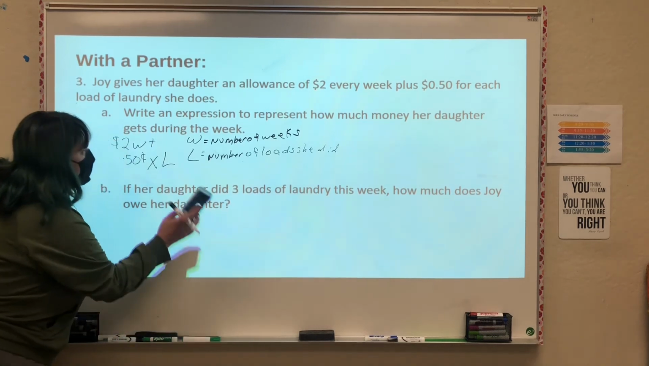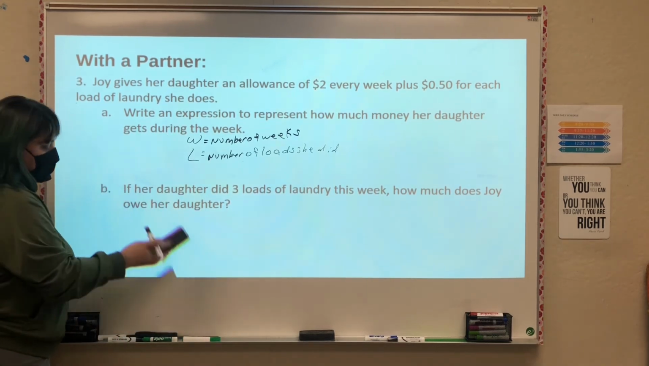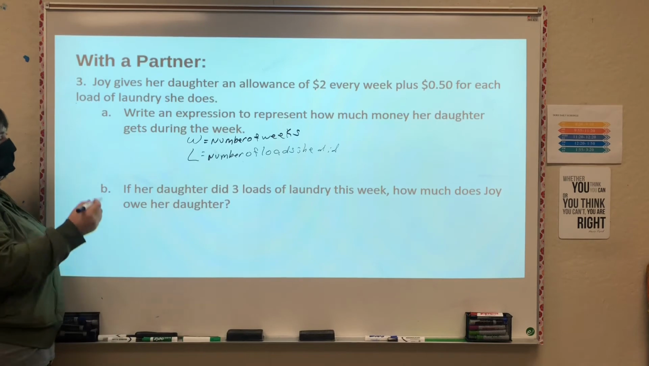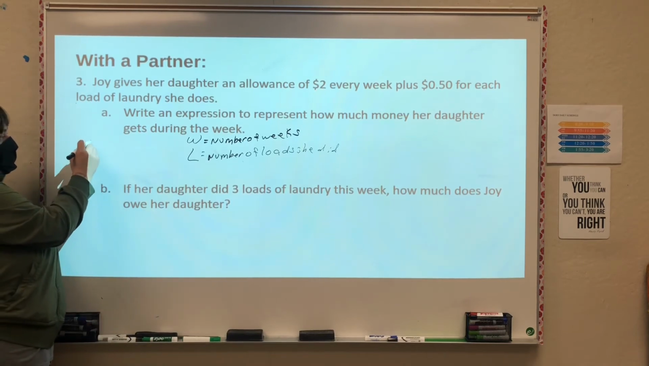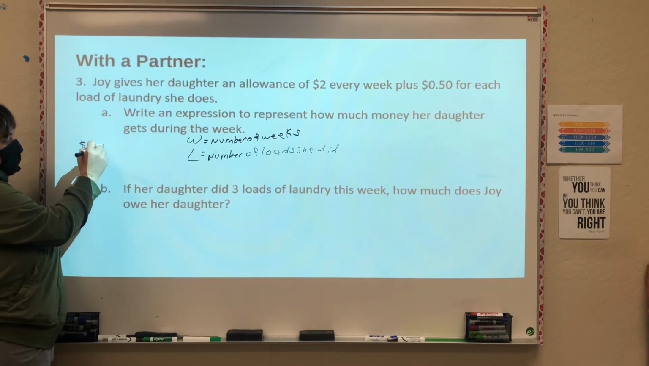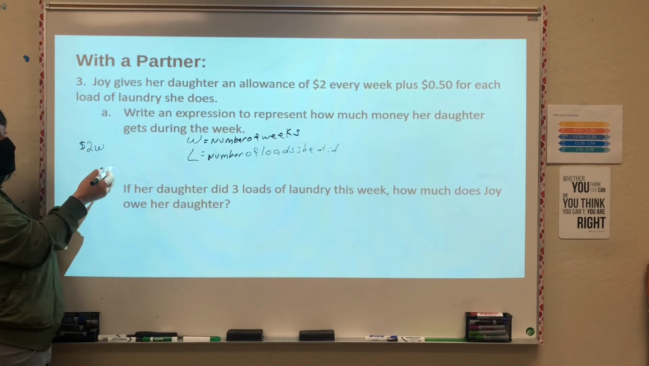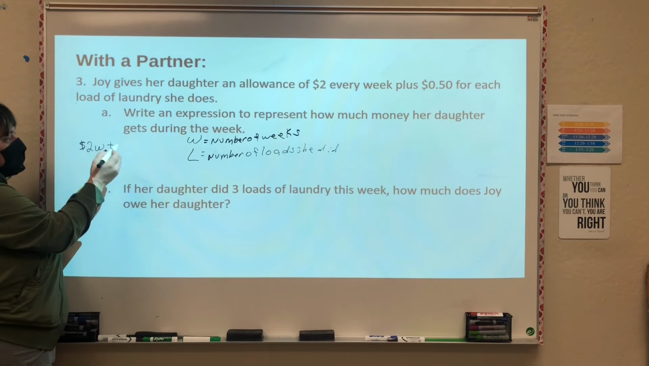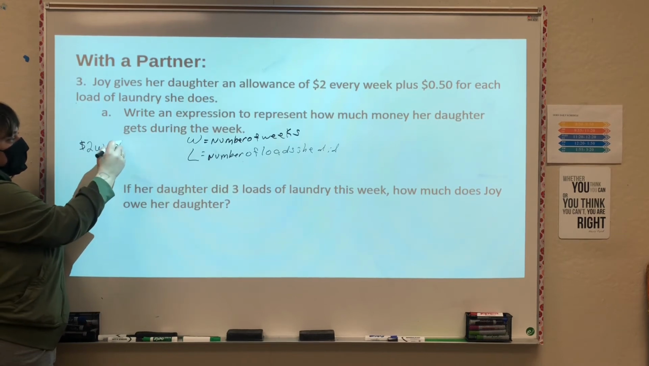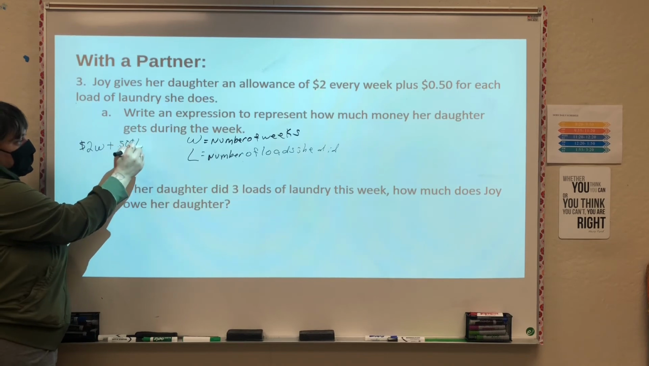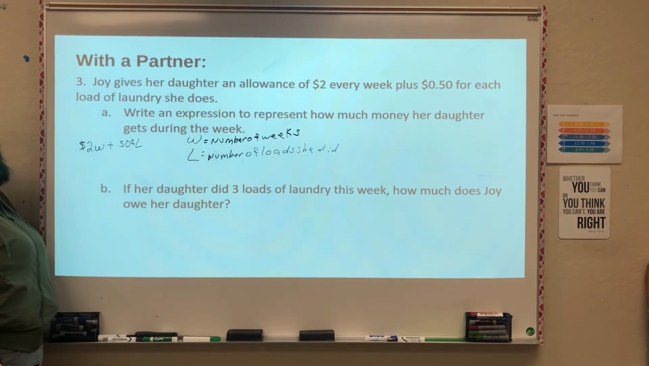So when you said multiplication, so $2 W. So 2W, $2, yeah, W. Plus 50 cents L next to it. So you can get them next to each other like that. There's one other thing. So we said L is the number of loads she did.